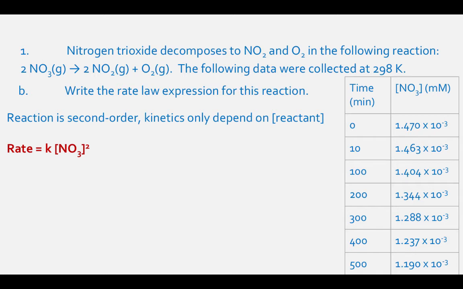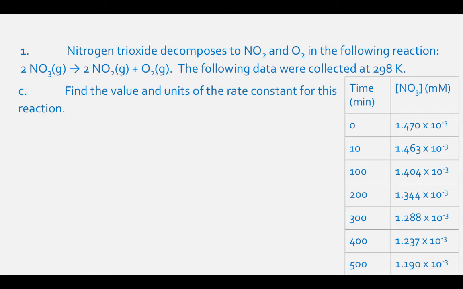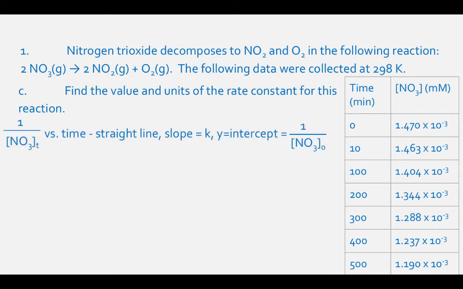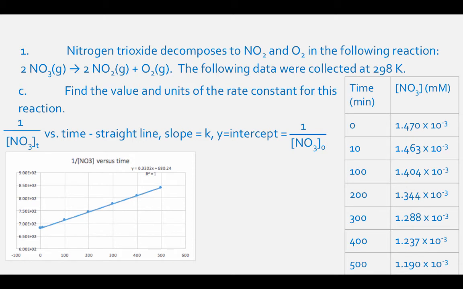To find the rate constant in part C, we know that for a second order reaction with just one reactant, a plot of 1 over the concentration of NO3 on the vertical axis versus time on the horizontal axis is a straight line with slope equal to K and y-intercept equal to 1 over the initial concentration of NO3. So view the equation of the line on the graph you just drew. The equation is y equals 0.3202x plus 680.24. So therefore, our rate constant equals the slope, which is 0.3202.